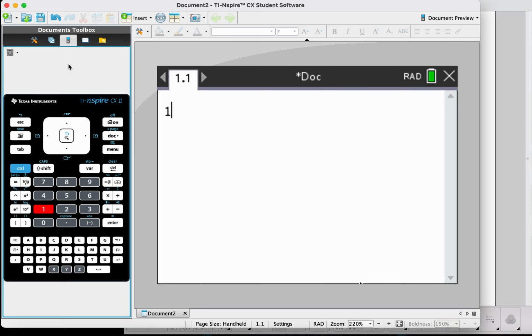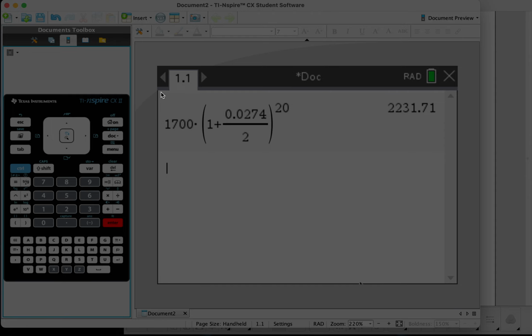So 1700, 1 plus 0.0274 over 2 to the 20th power. Hopefully I entered that correctly. I'll throw it on the page just to be sure.